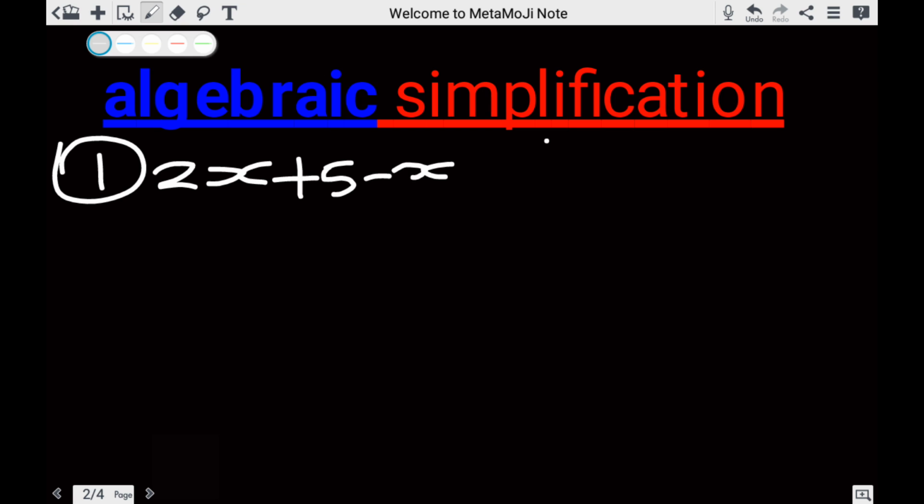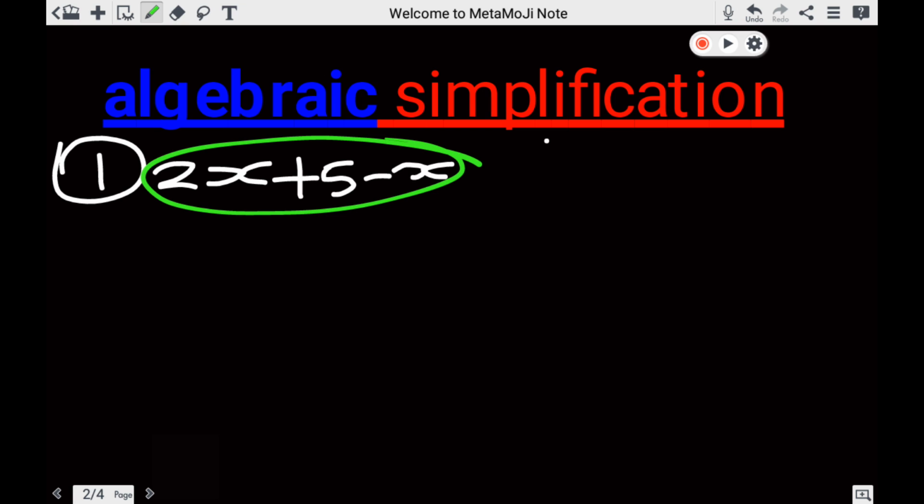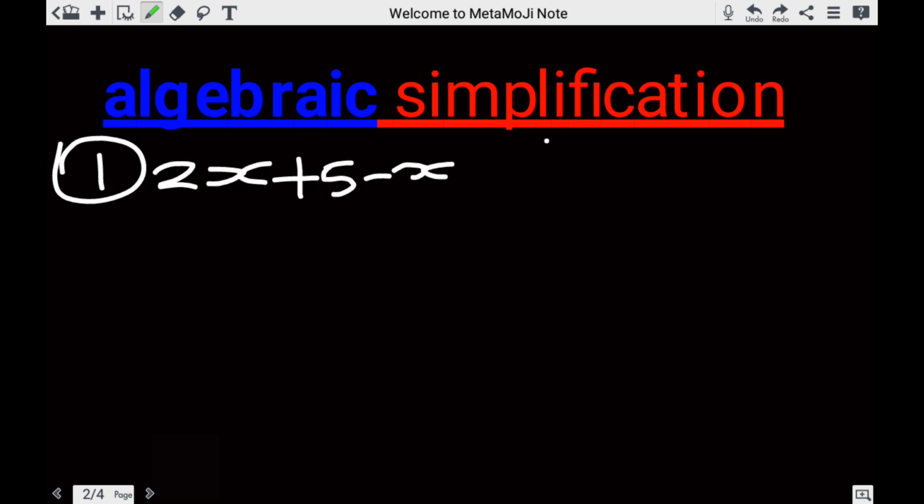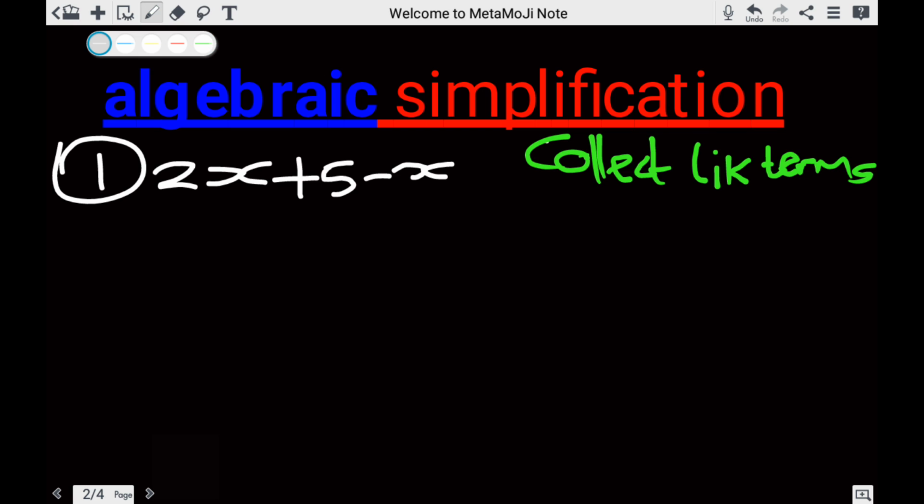There is something called collect like terms, which you need to bring in when you want to solve this problem. What is collect? How do we collect like terms? To collect like terms is to bring together those terms that can be added together and that can be separated from each other.